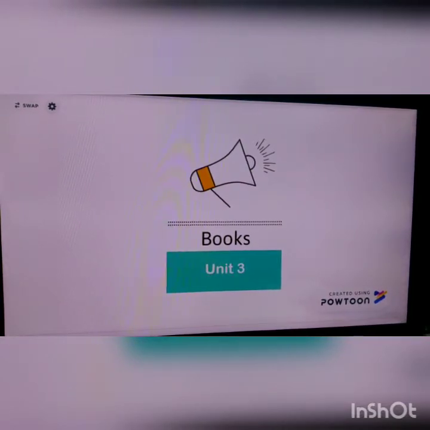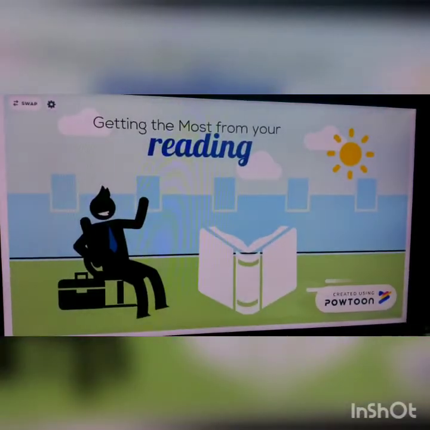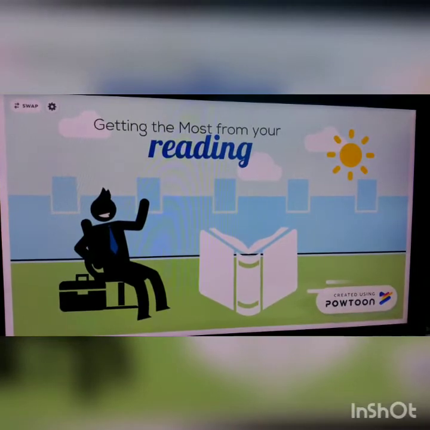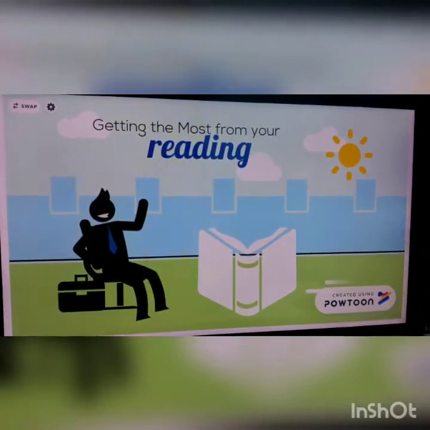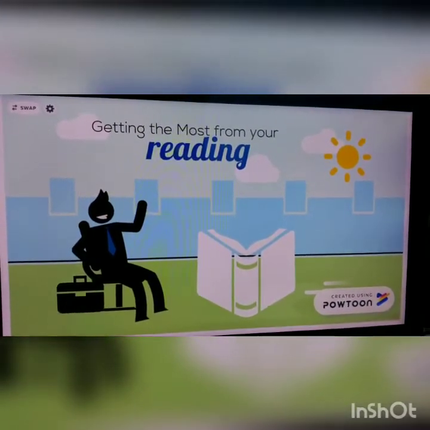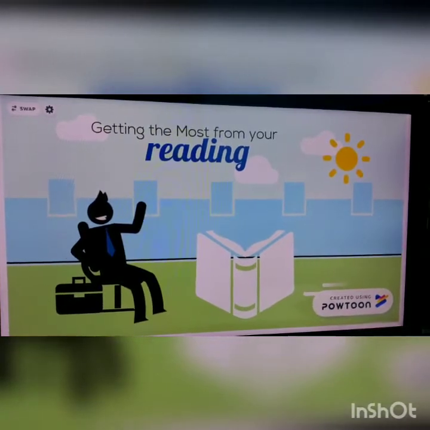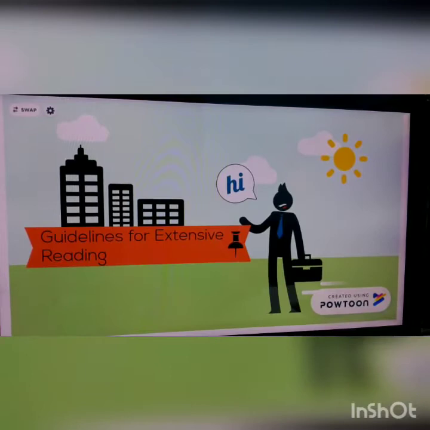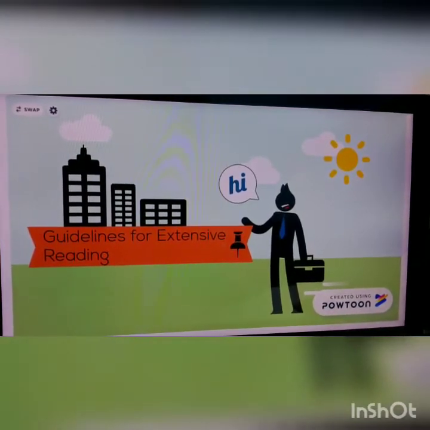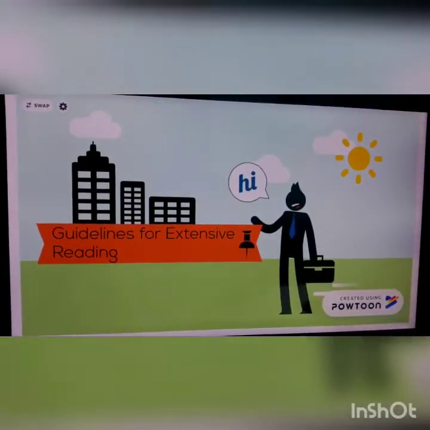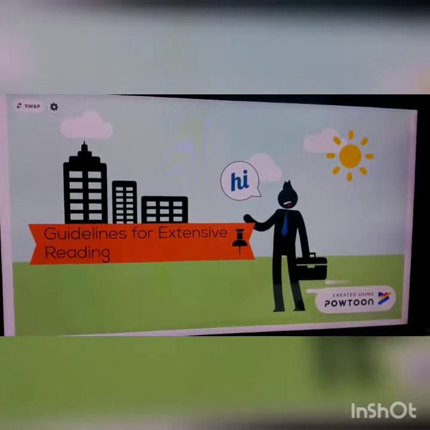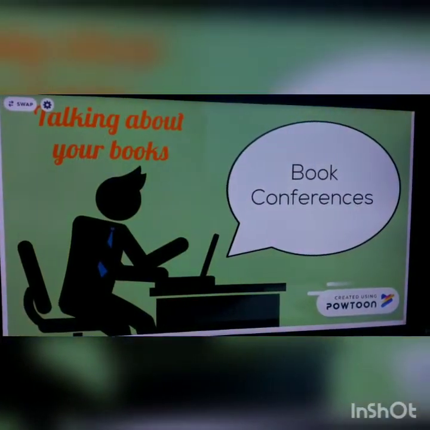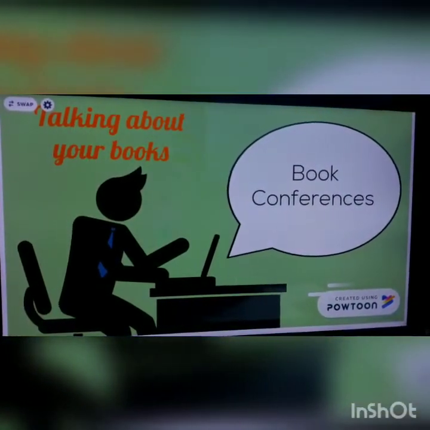Unit 3, books. Get the most from your reading. Guidance for extensive reading. Talking about your books.